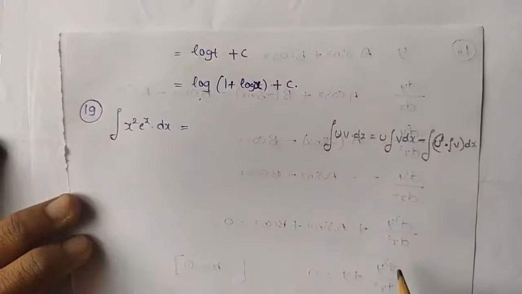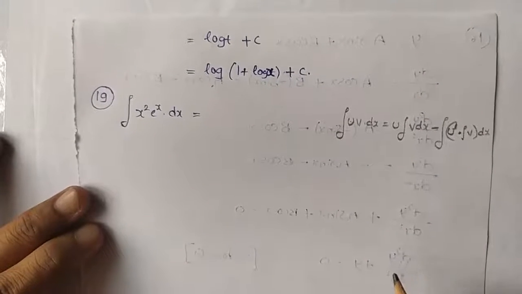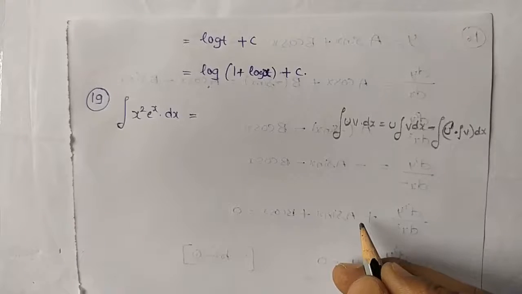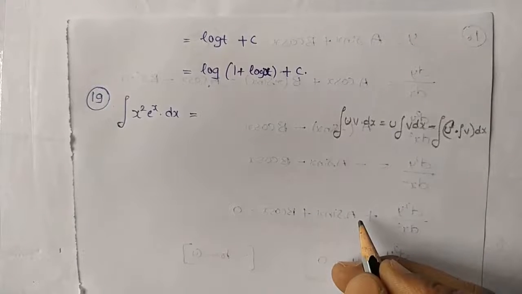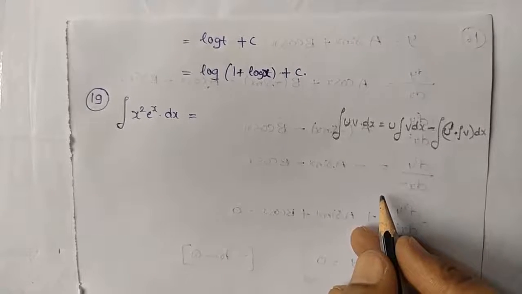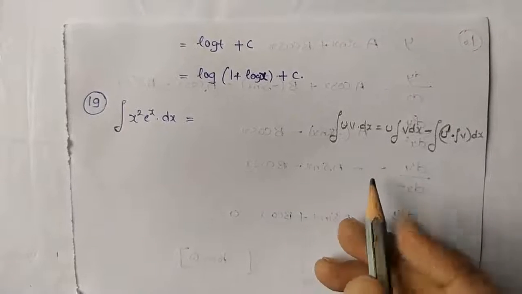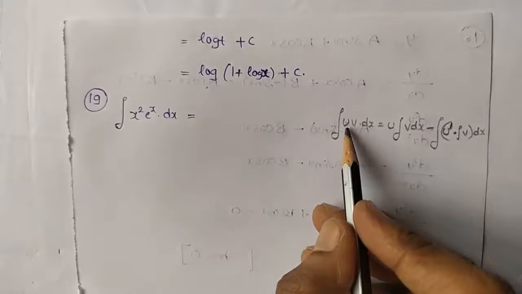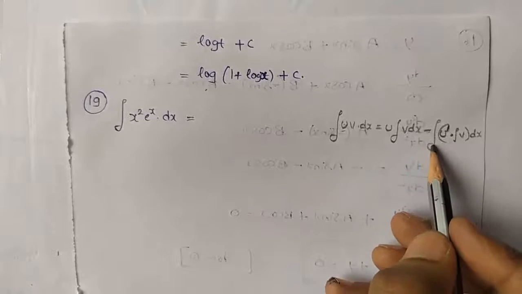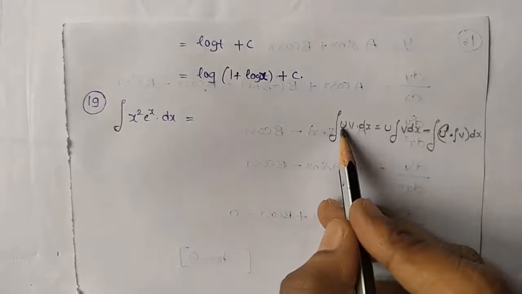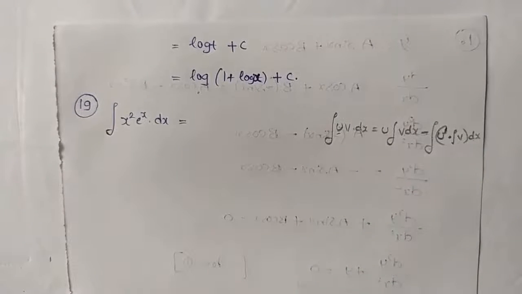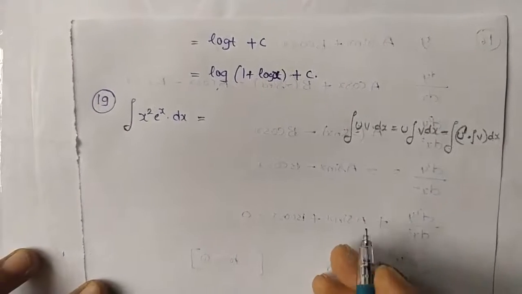It is the formula. Maybe some of you know this formula for functions like f of x into g of x, or first function into second function. Integration by parts: first function into integration of second one, minus integration of differentiation of first function into integration of second function into dx. This is what you need to remember.